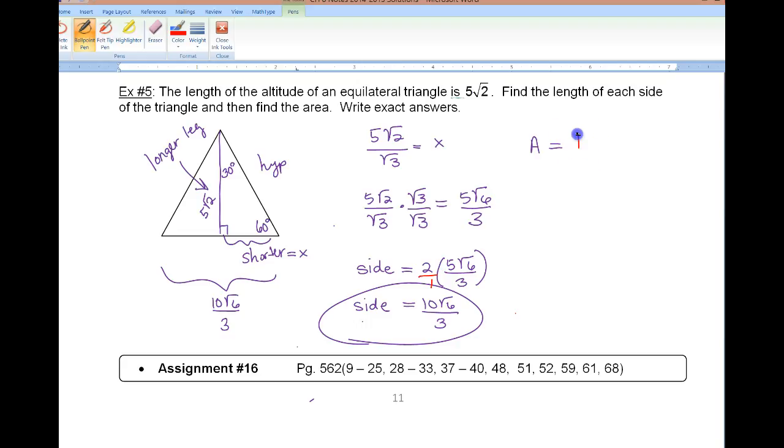Now for the area, it's base times height divided by 2. So what's your base? 10 root 6 over 3, and your height, 5 root 2, and we want to divide the whole thing by 2. It's a little bit of computation. Base times height divided by 2 is the area for a triangle, or 1/2 base times height, however you want to do it.